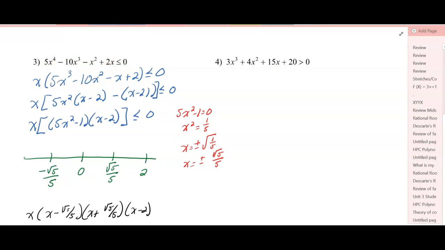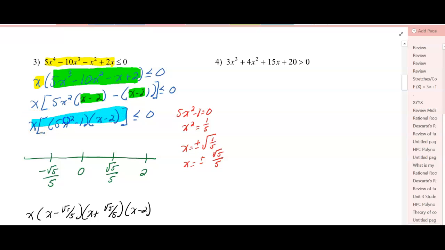For problem number 3, hopefully you realized each of these terms has an x, so I factored out the x. Then I was left with a cubic, and in that cubic you can factor by grouping. The common term is x minus 2, and then I get down to this blue part here. And if you look in red, I solved 5x squared minus 1 and got x equals plus or minus root 5 over 5. So if I come down to the black sentence at the bottom, that's how it completely factors.